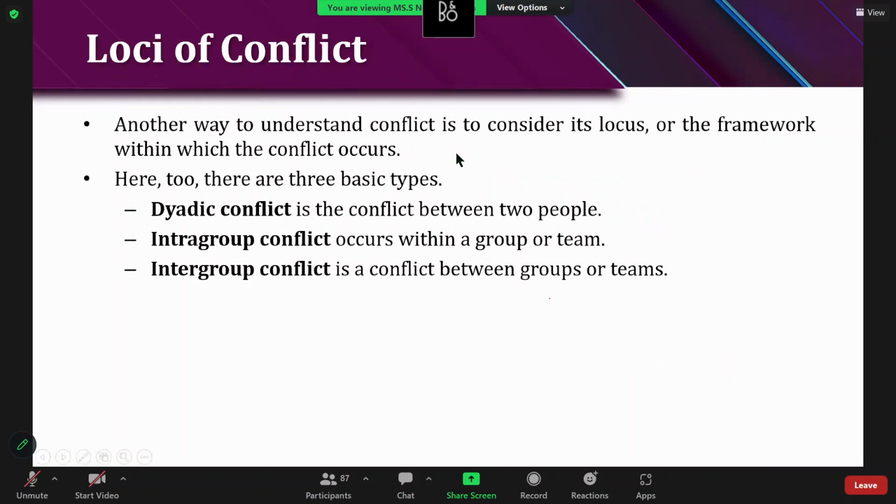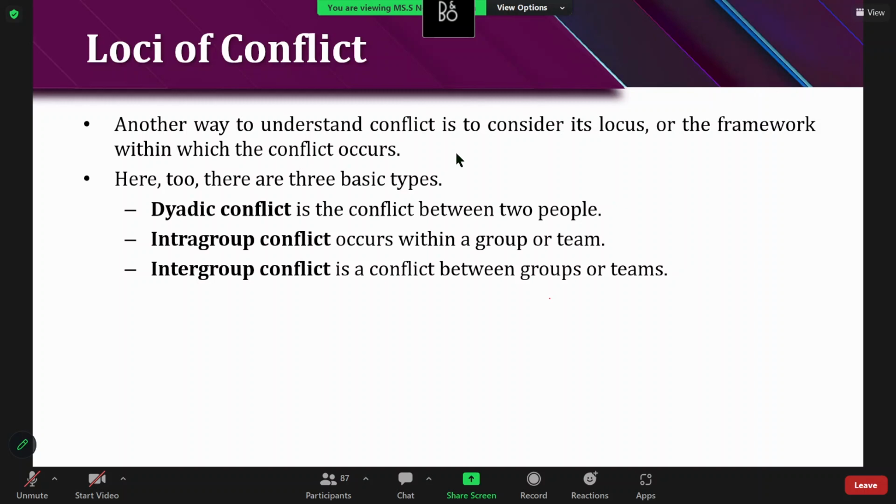Moving on to the other part, another way to understand the conflict is to consider the locus, or the framework within which the conflict occurs. The locus, in the sense, like why this conflict arises. So what is the framework in which the conflict arises? Okay. So here too, there are three basic types. So the first one is direct conflict, intra-group conflict, and the intergroup conflict.